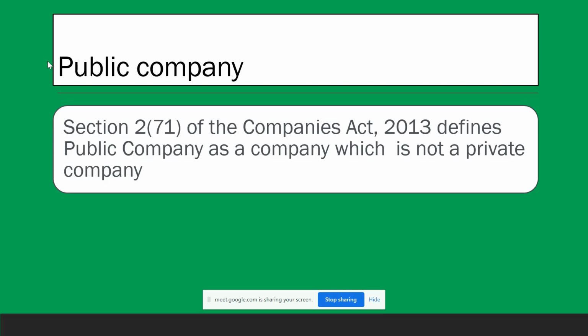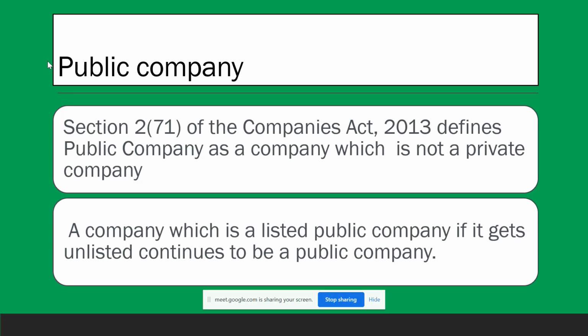Then public company. Section 2, subclause 71 of the Companies Act 2013 defines a public company as a company which is not a private company. So basically, a company which is not a private company is called a public company under Section 2 of the Companies Act. Even if a listed company gets unlisted for whatever reasons, it will still be called a public company.